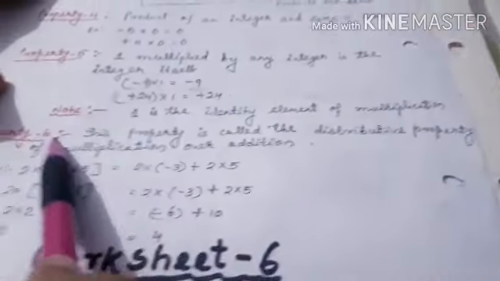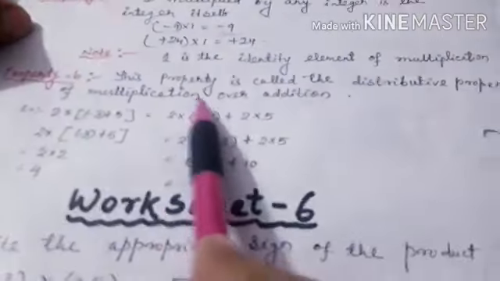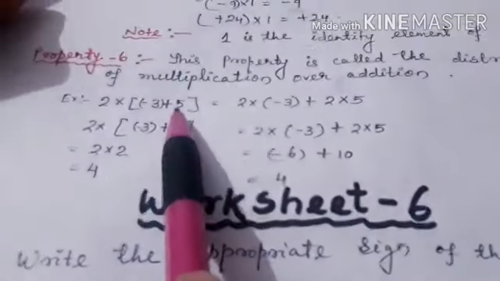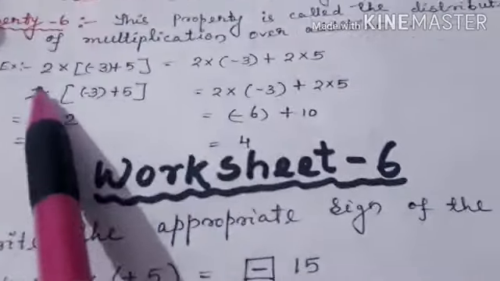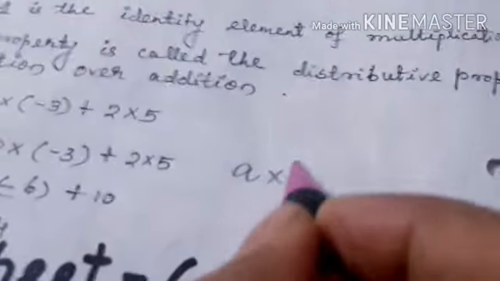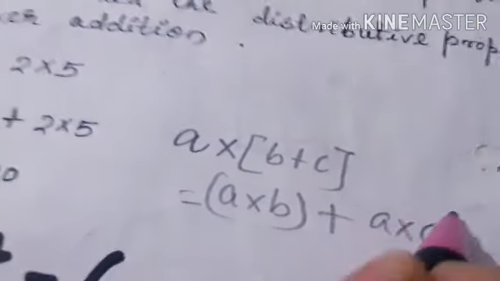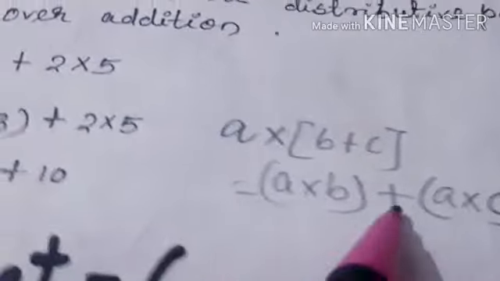In property 6, this property is called the distributive property of multiplication over addition. Already in the first chapter you learned what the distributive property is. Have you remembered? A into (B plus C) is equal to A into B plus A into C. Already I have discussed this in chapter 1.